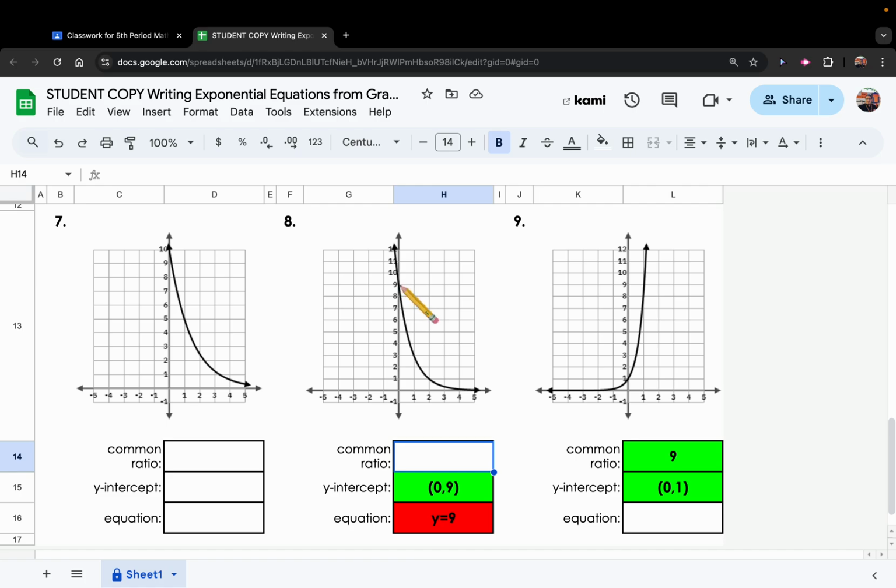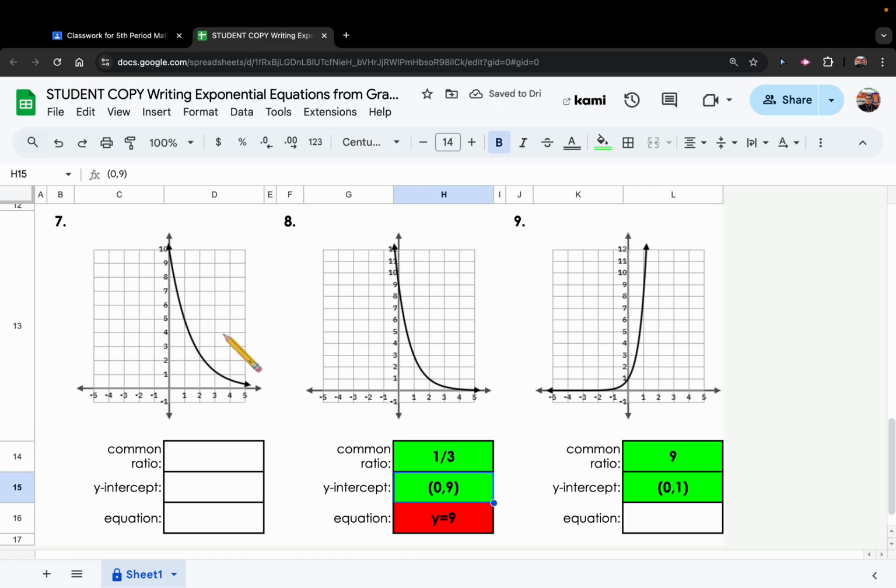What about the number here? Well, to go from 9, well, that's at 0. And so what number is it at 1? Well, at 1, it looks like it's at 3. So the question would be, how do you go from 9 to 3? And that is dividing by 3. But the way you have to put the common ratio is in terms of multiplication. So instead of dividing by 3, that's the same thing as multiplying by 1/3.